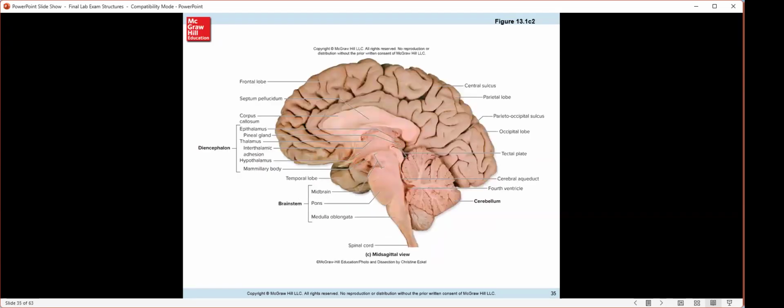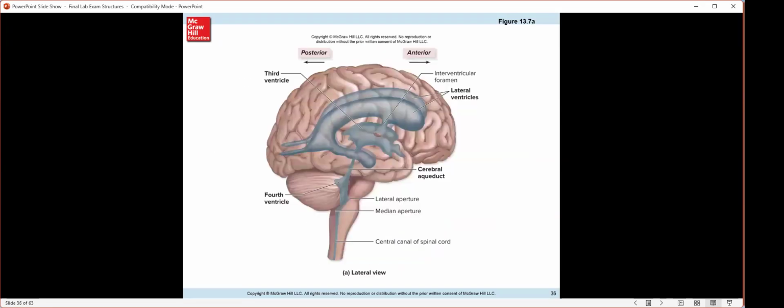Again, this would be another view with the cadaver brain. For our ventricles, you do need to know those structures. We have our two lateral ventricles, left and right. We have interventricular foramen, the hole allowing CSF to flow from the lateral ventricles to the third ventricle. We have a canal here called cerebral aqueduct, allowing CSF to flow from the third ventricle to the fourth ventricle around the brainstem.